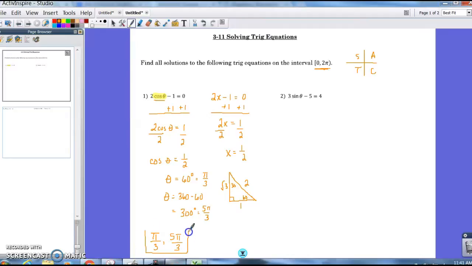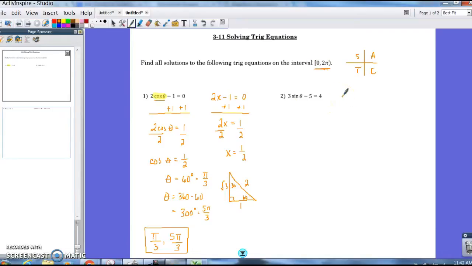So let me walk through that one more time. I solved the equation first for cosine theta, and then I found what theta was. I know that the angle whose cosine is 1/2 is 60 degrees. I get that from my special right triangle. Because cosine is positive in 1 and 4, I also need to find what it is in the fourth quadrant. So I'm just doing 360 minus 60 degrees, and that gives me 300 degrees, and then I converted them into radians. Remember, I have to give all answers in the interval from 0 to 2 pi.